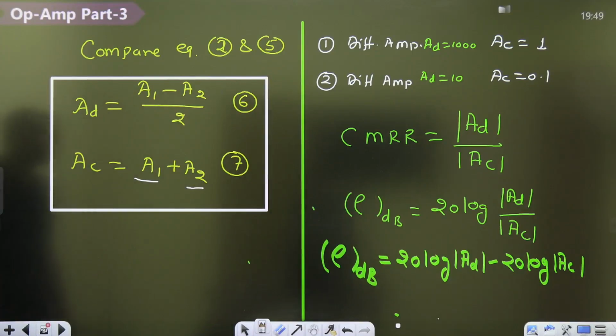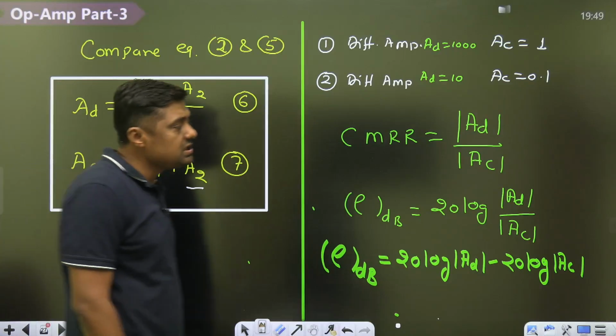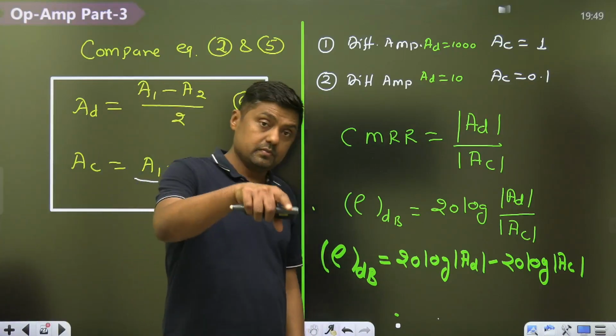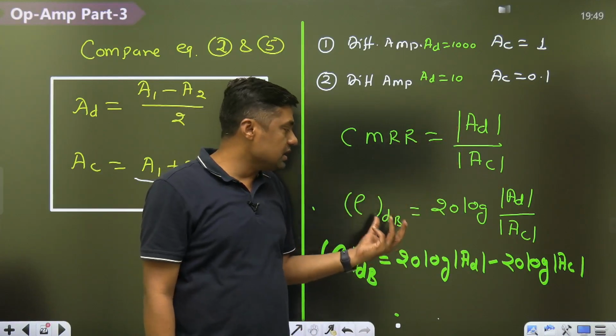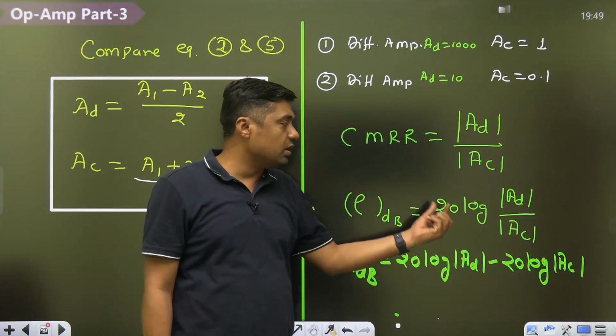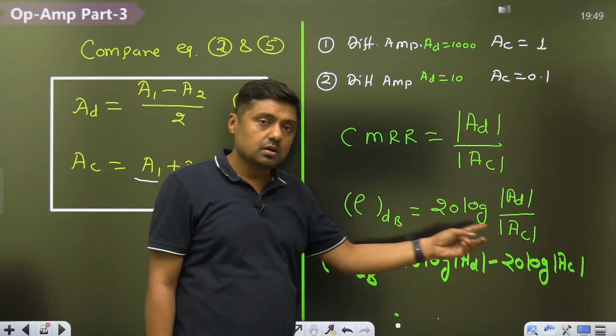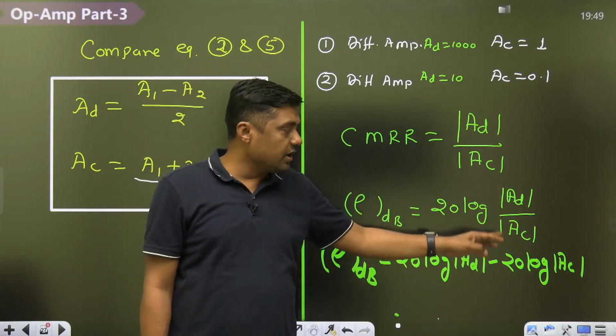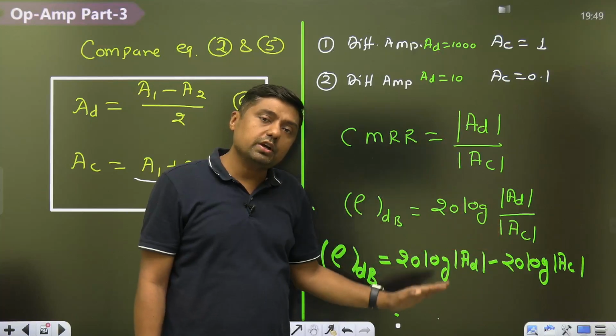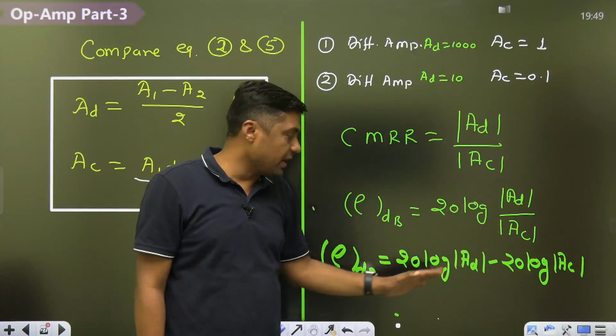Now, sometimes it is asked, what is the CMRR in dB? If it is in number, then AD by AC. If it is given in dB, then CMRR in dB is 20 log of AD by AC. Symbol for the CMRR is rho. So 20 log of AD by AC. So division is converted into subtraction.